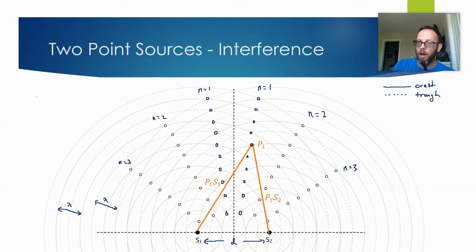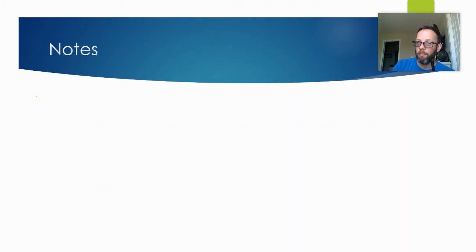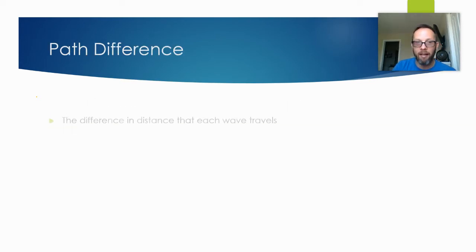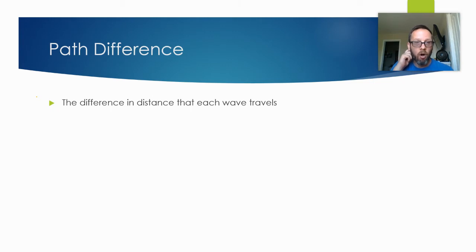Well, it depends on a couple things. As we talked about, it depends on the wavelength, and it depends on which nodal line you're on. So let's start getting that down. Let's talk about the path difference. The path difference is what we're going to call the difference in distance that each wave travels. And again, it depends on the nodal line you're on, and it depends on the wavelength.